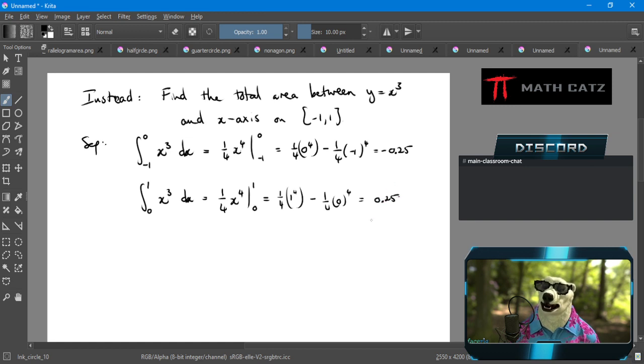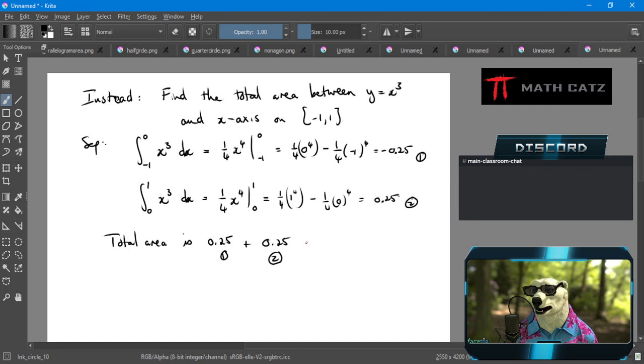Now, because of symmetry, they're the same. I can then say the total area is top 0.25, area 1 here, plus the bottom 0.25 from section 2, if you will, to get a total area of 0.5. If I did this in one go, essentially the definite integral will just add these with their signs, and it seems like the area doesn't even exist. There's a cancellation that needs to be avoided.